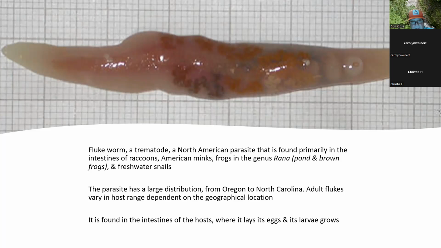And again, they're found in the intestines of the hosts, and they lay their eggs in there, and the larvae grow in there. They are then passed out of the intestines, and the adults can often be seen in the feces if it's fresh. Really nasty looking.